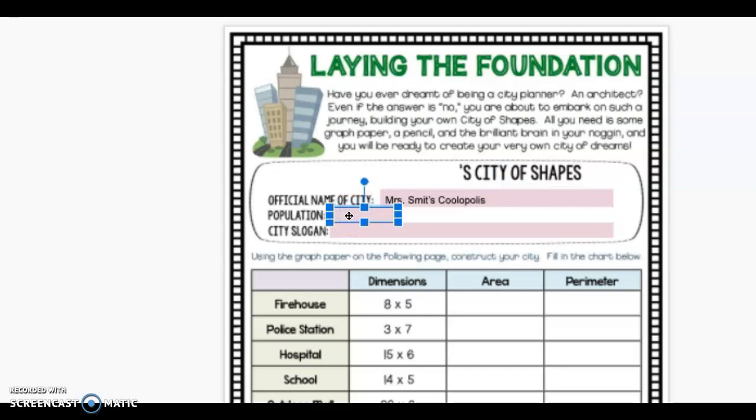That's a good name. Population, oh, let's say that there's 250,000 people in my city. The city slogan is schools more fun when you can go to school. How's that? Don't we all agree it's a little bit more fun when we can be together with our friends? It says using the graph paper on the following page, construct your city.